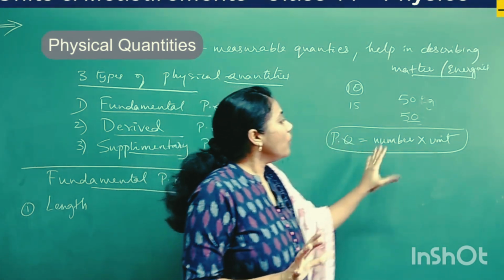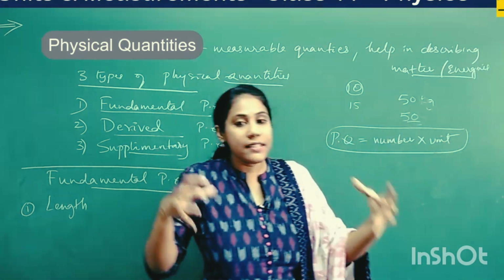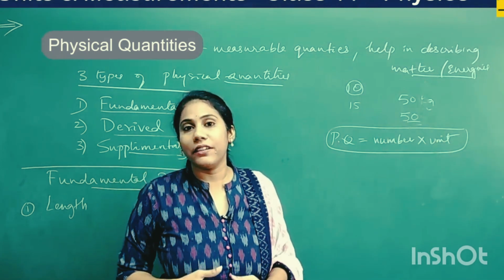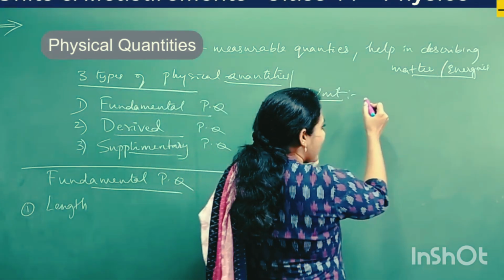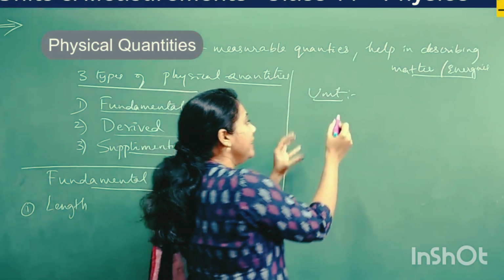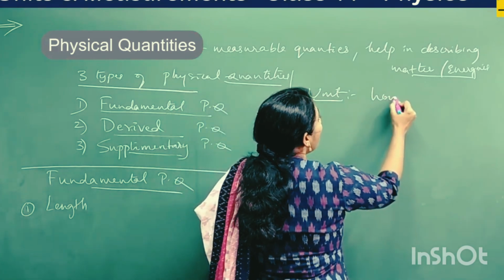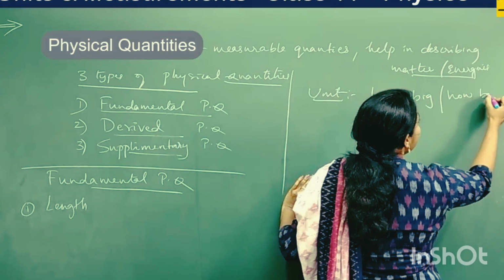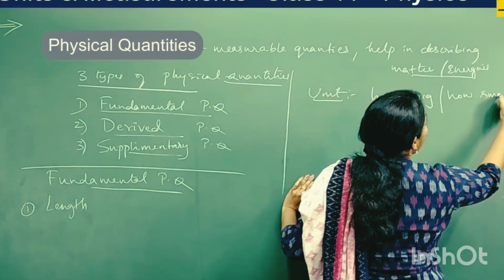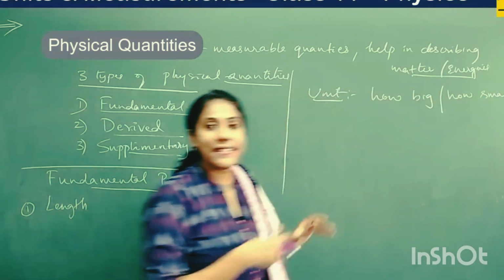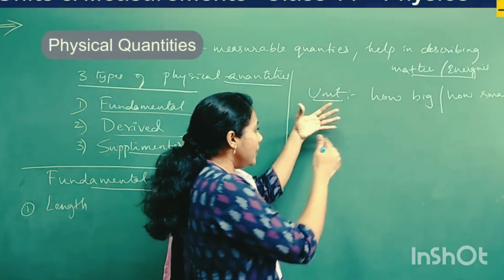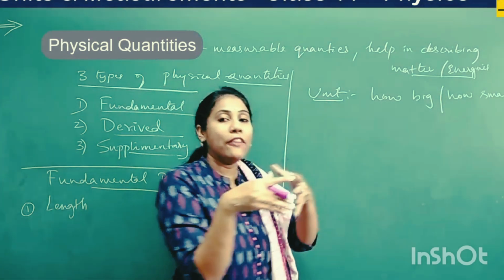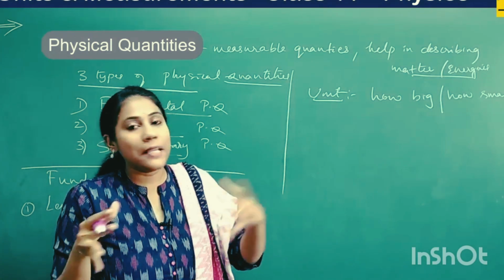So now how do you define unit? What is the importance of unit here? See, unit means, it is something that tells about how big, right? Or how small the quantity is. How big or how small the quantity is, right? And for a physical quantity, you can have two or more types of units.